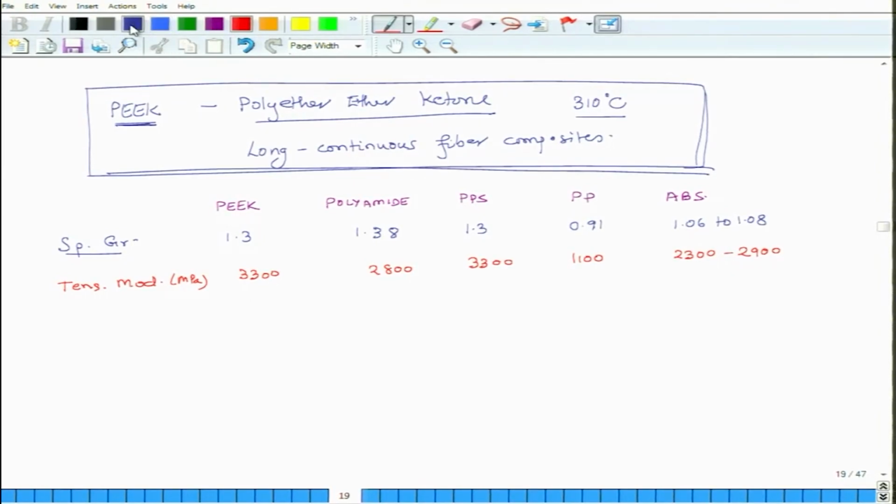Then we have tensile strength, again in MPa. So, tensile strength is 92, 95. So, polyamides and PEEK have similar strength. Then PPS is again 99, but then polypropylene would be very weak, 33, and ABS is more than that, 41 to 60.